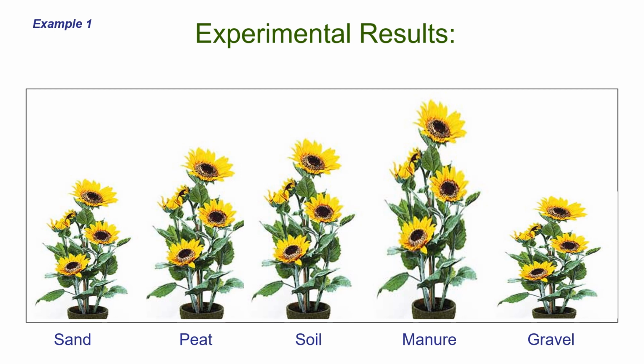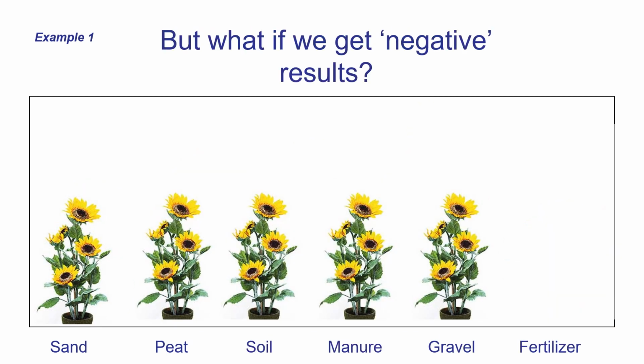Now, of course, we'd want to test this several times. The more times we test it, the more sure we are of our hypothesis, the more support we have for our hypothesis. But what if we got this? What if after 3 months, all the plants came out looking exactly the same? We would refer to this as a negative result. And what I mean by that is there was no change. There was no change in the dependent variable.